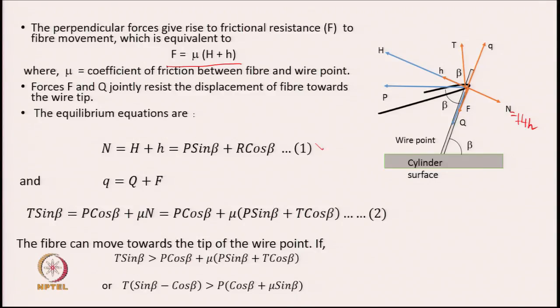The equilibrium equation is given by equation number 1, which shows that capital N is basically H plus small h, where H is P sin beta and small h is T cos beta, and therefore, small q is also capital Q plus F. We have already seen small q is equal to T sin beta, capital Q is equal to P cos beta, and F is the frictional force which is mu into N, and therefore, this is equal to mu into P sin beta plus T cos beta. We are basically replacing this here.